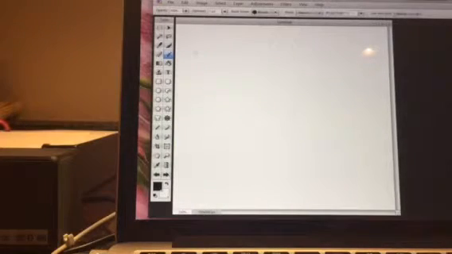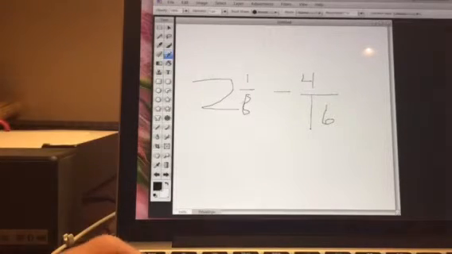Now for subtraction. Okay. So say we have 2 and 1/8 minus 4/16. So we're going to want to multiply this by this. So multiply 2 times 8, and we get 16. Plus 1 is 17. So now 2 no longer exists in the problem.